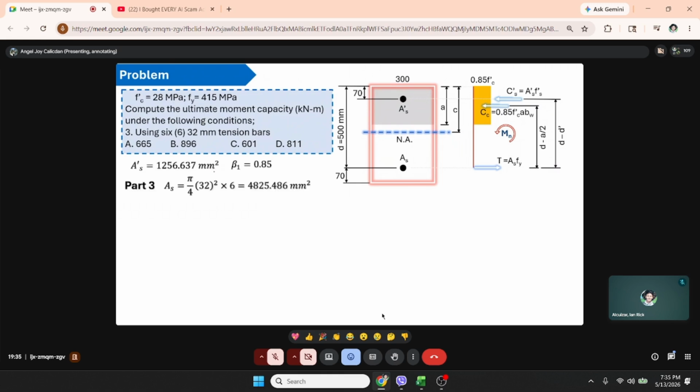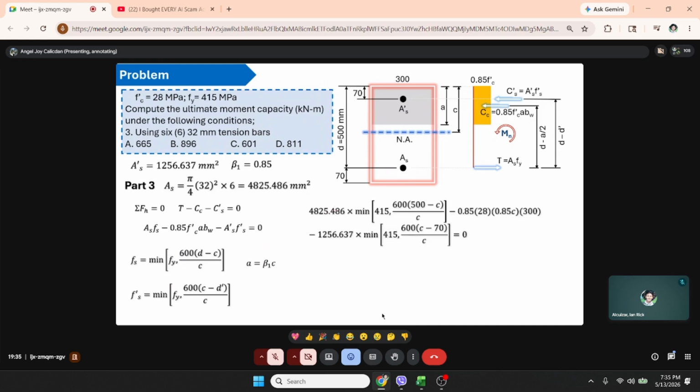So sa part 3, same process Japon, kuha sa AS, 4,825.486 square mm. Summation of force horizontal to get this equation. And using these and substitute, you'll get c equals to 244.039 millimeters multiplied by beta 1 to get a, which is 207.433 mm.